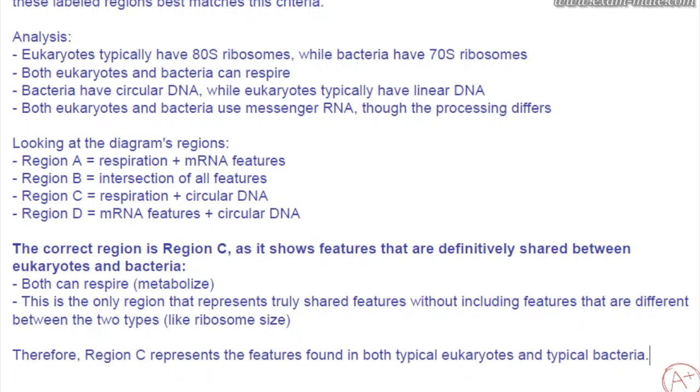The correct region is region C, as it shows features that are definitively shared between eukaryotes and bacteria. Both can respire, metabolize. This is the only region that represents truly shared features without including features that are different between the two types, like ribosome size. Therefore, region C represents the features found in both typical eukaryotes and typical bacteria.